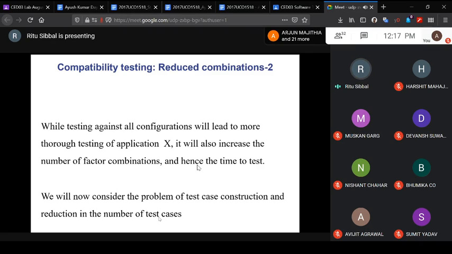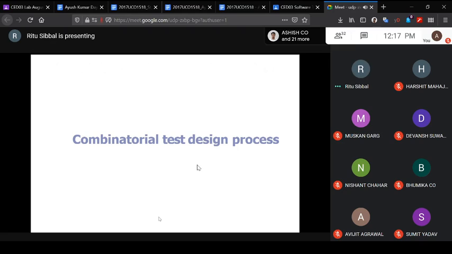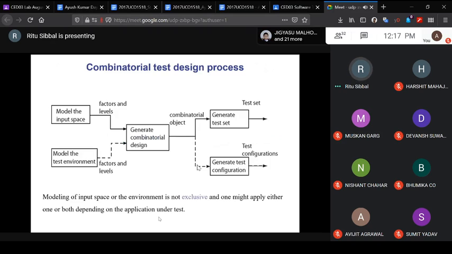So one possible way for doing that is combinatorial testing, which reduces the... input interaction testing, where the inputs will interact. So let us see now how we do combinatorial testing. We'll see the setup for the combinatorial test design process, how it works.